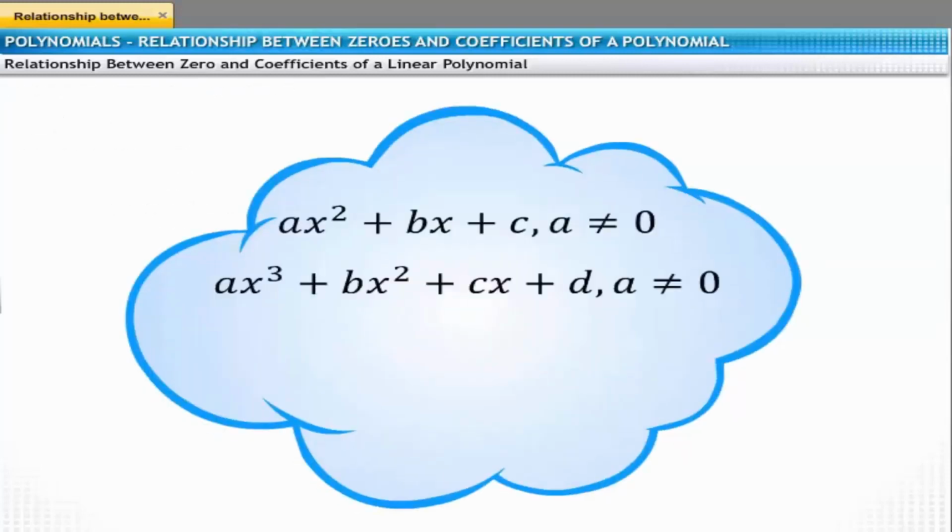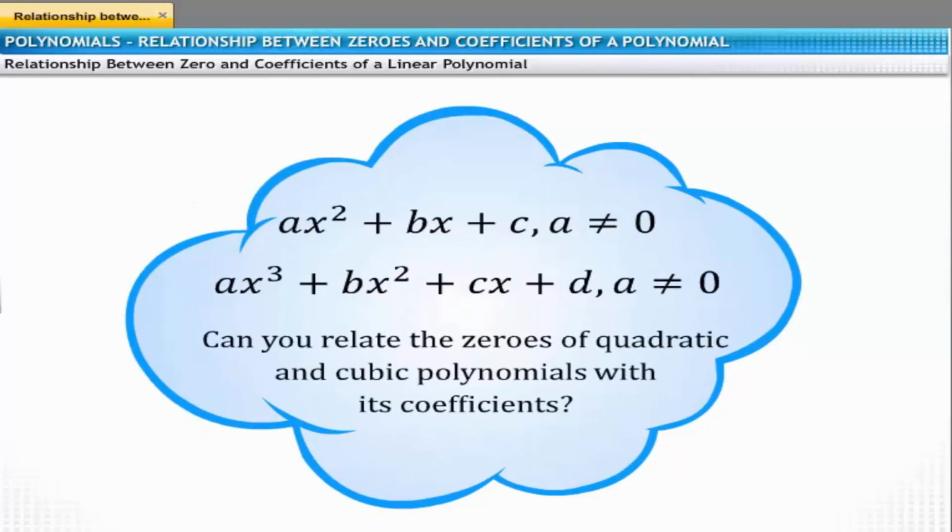Next, we'll discuss the relationship between the zeros of quadratic and cubic polynomials with their coefficients.